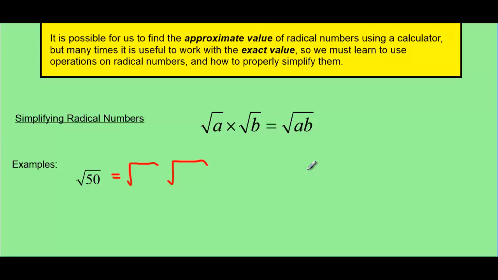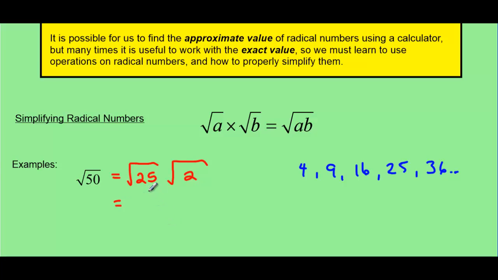It might be handy to write out some examples of perfect squares off to the side just so you get used to them. So numbers like 4 or 9, 16, 25, 36, and so on, all of these are perfect squares. Well, the square root of 50, I think we can easily see that it can be split up into the square root of 25 and the square root of 2. Notice how 25 times 2 is 50. So when we write this out, we always write the perfect square radical number first, and then the part that isn't a perfect square second.